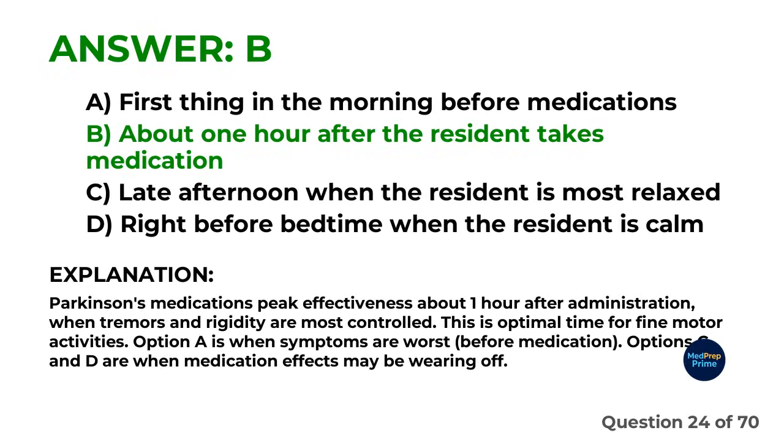Correct answer B. Parkinson's medications peak effectiveness about 1 hour after administration, when tremors and rigidity are most controlled. This is optimal time for fine motor activities. Option A is when symptoms are worst, before medication. Options C and D are when medication effects may be wearing off.